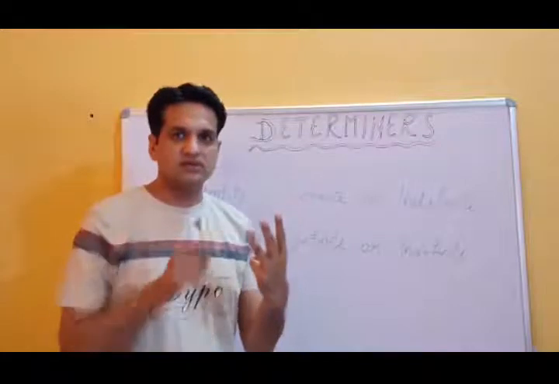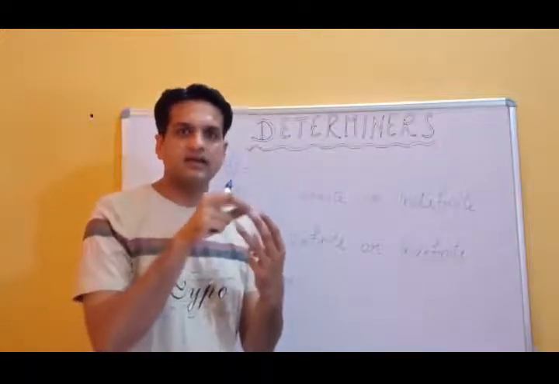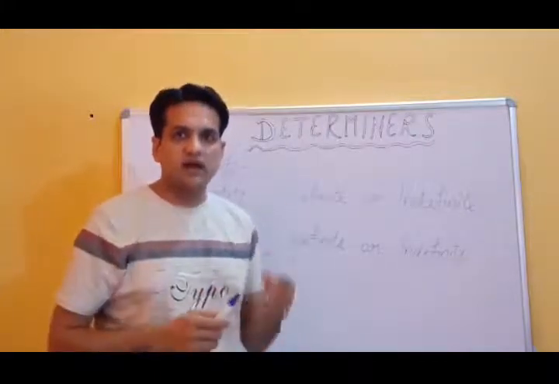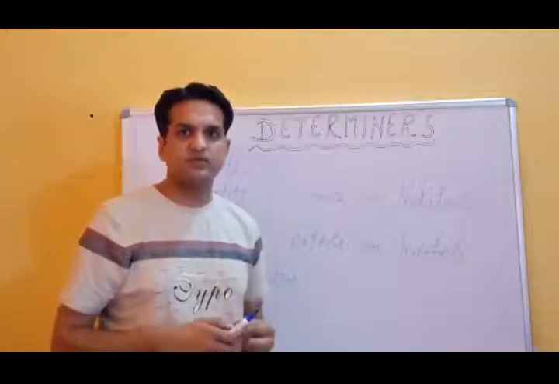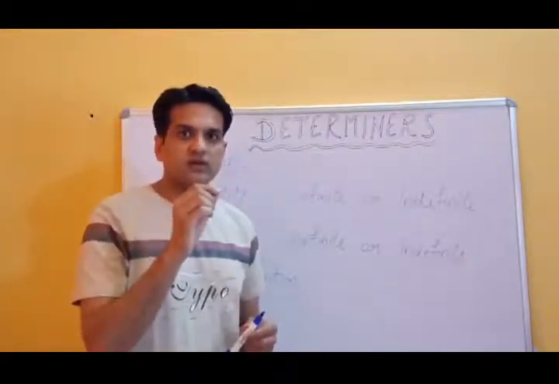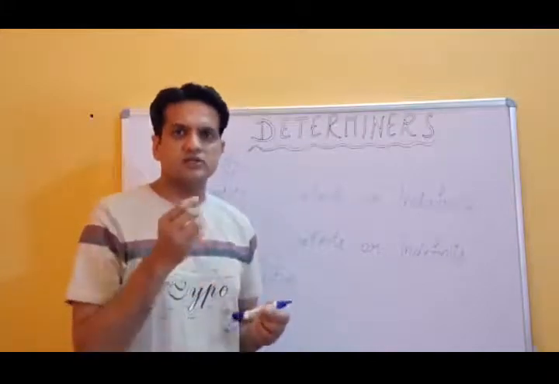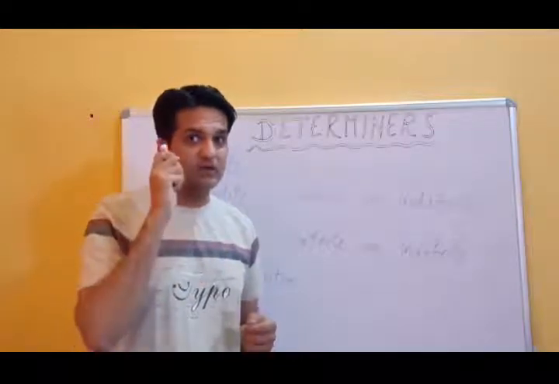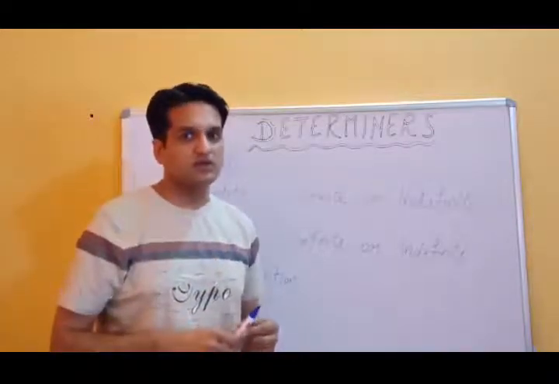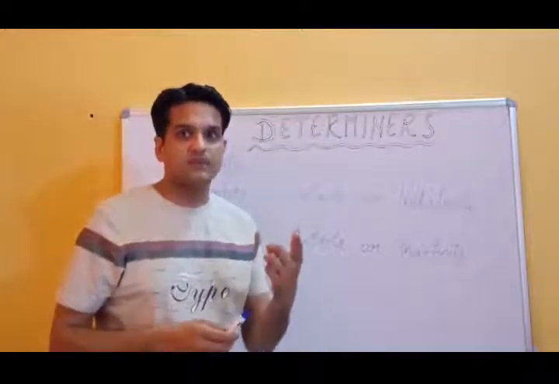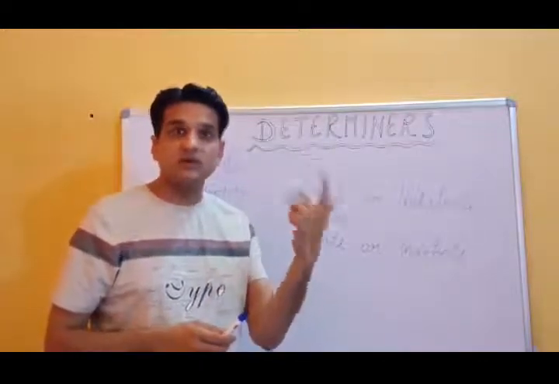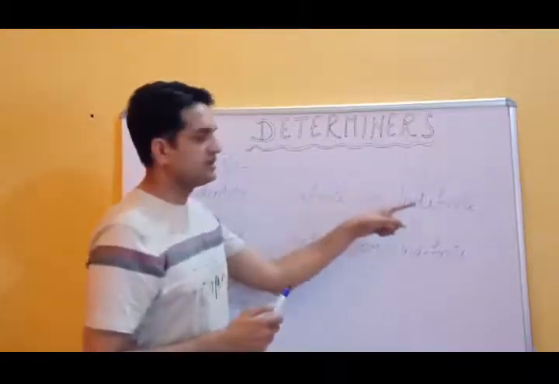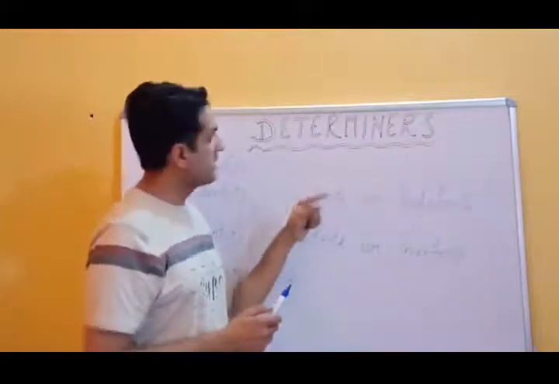We have three articles, a, an and the. A and an are indefinite articles. They do not specify the noun. A dog is a pet. Here, the dog is not specific. It caters to every dog. But if I say the dog, it means I have a particular dog in mind. I am talking about a particular dog. The Ganga, it means the river Ganga. So we make the noun definite or indefinite with the help of articles as determiners.